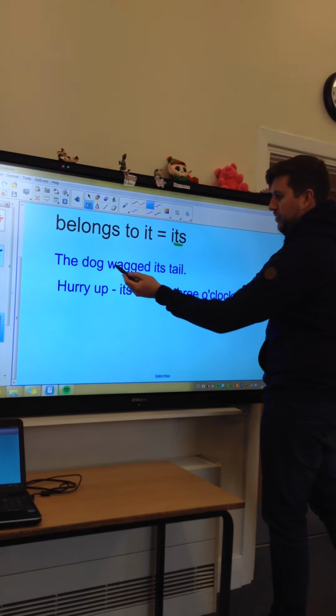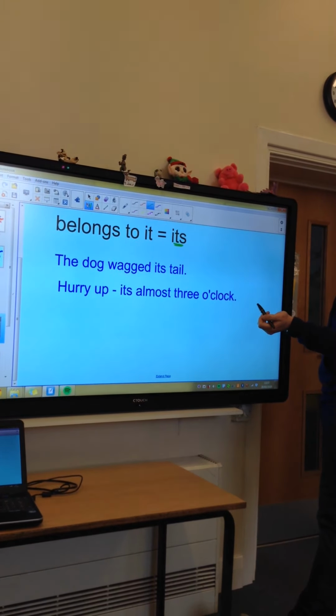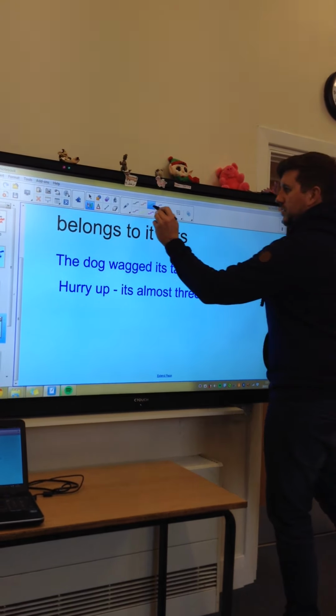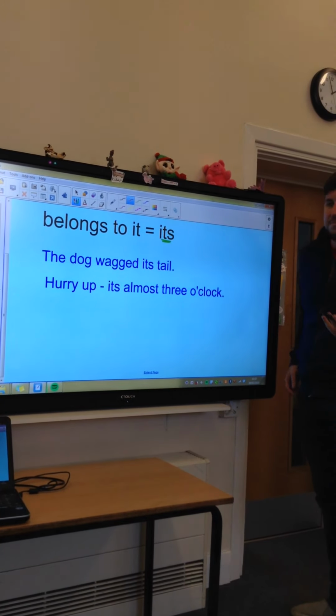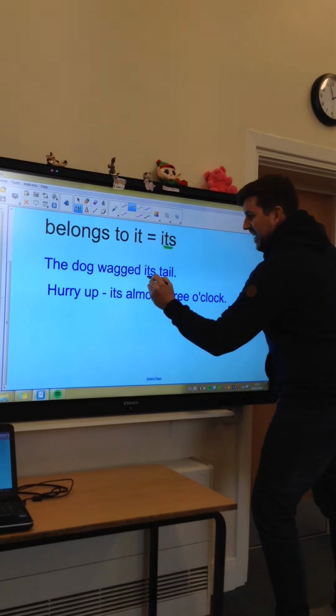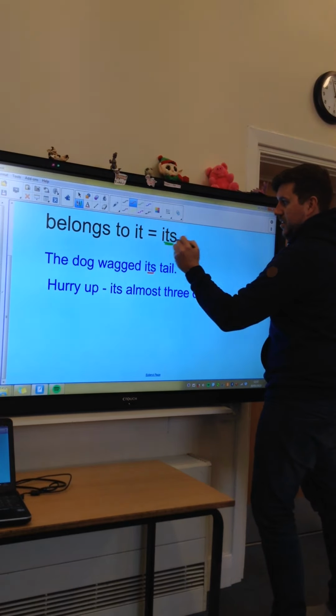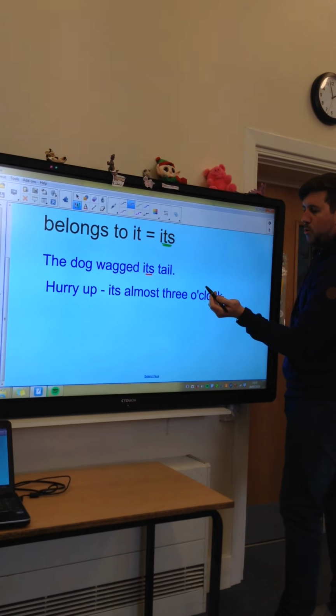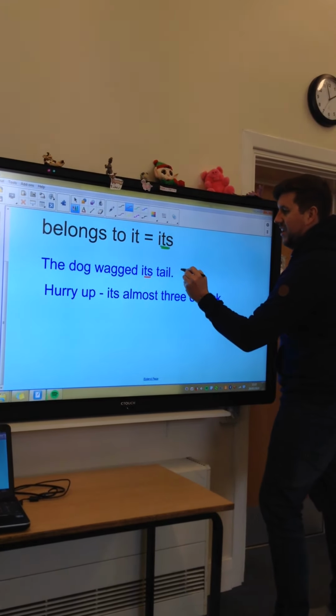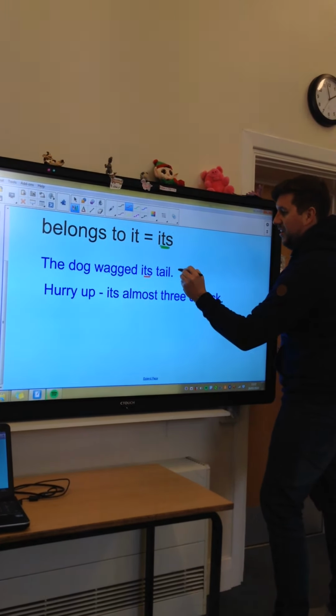Okay, have a look at the first one. The dog wagged its tail. If it was an omission, that would be saying the dog wagged it is tail. And you can hear that doesn't make sense at all. So we know that its tail is showing possession, and as we can see here, no apostrophe is needed. So the dog wagged its tail is absolutely fine as it is.